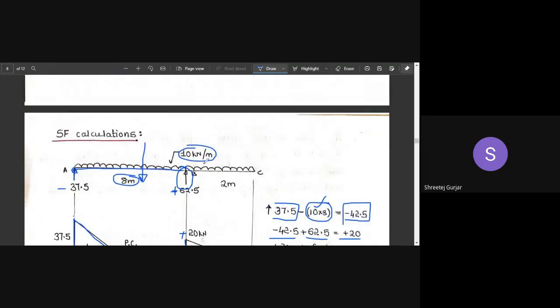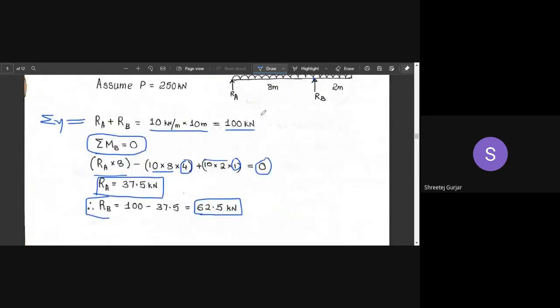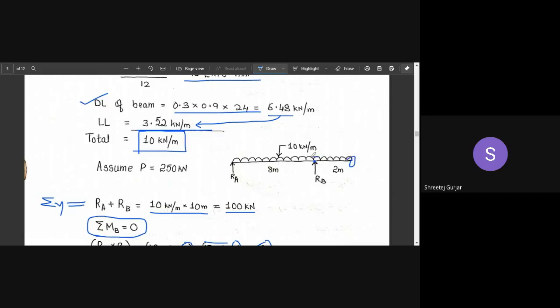And then again, you have this UDL, which is 10 kilonewton per meter. So plus 20 minus 10 into 2, it is 10 into 2, not 20, so it will be equal to 0, right? Because the shear force will be 0 at your overhang, not at your supports. Shear force will be maximum at your supports, and at this overhang point, your shear force will be 0.